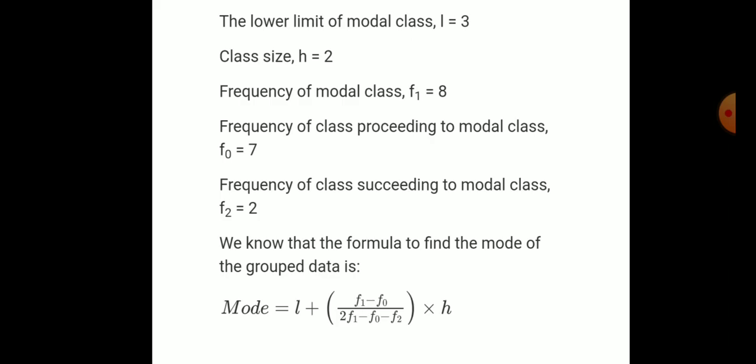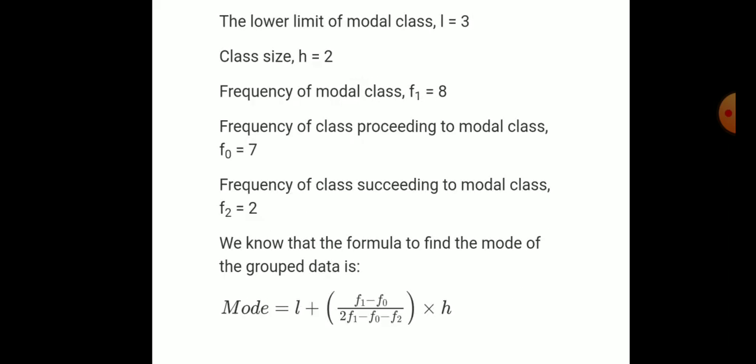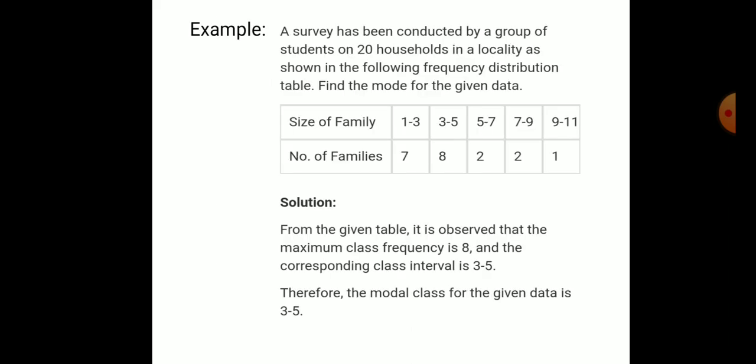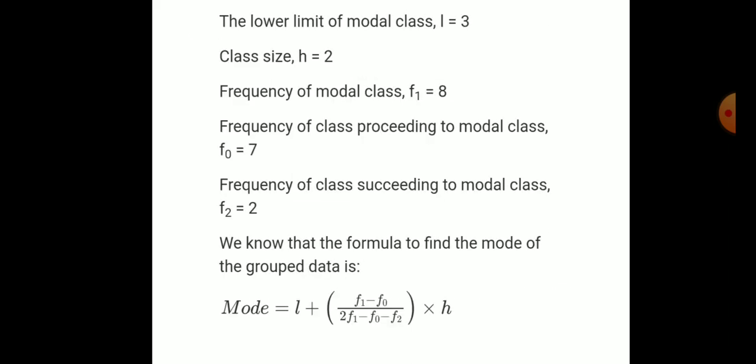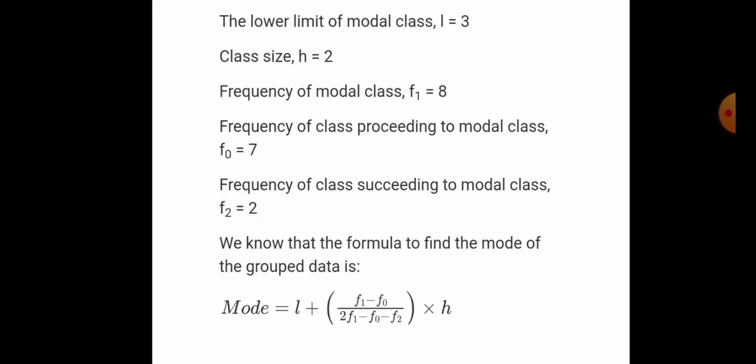Okay? So, next is the lower limit of the modal class, which is 3. Here is the size of the family. The lower class limit is 3. Class size is 2. Frequency of the modal class is 8. The frequency of the class preceding the modal class is 7. Frequency of the class succeeding the modal class is 2. So we know that the formula to find the mode of the grouped data is this.